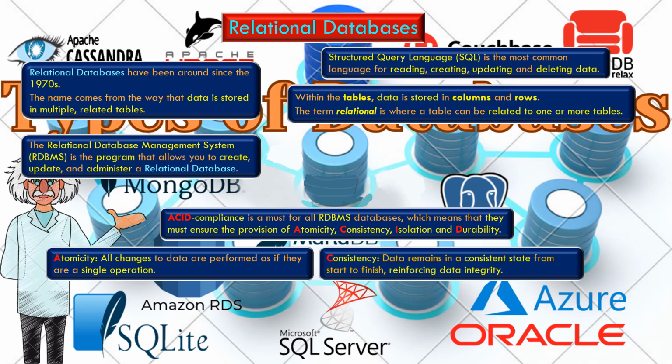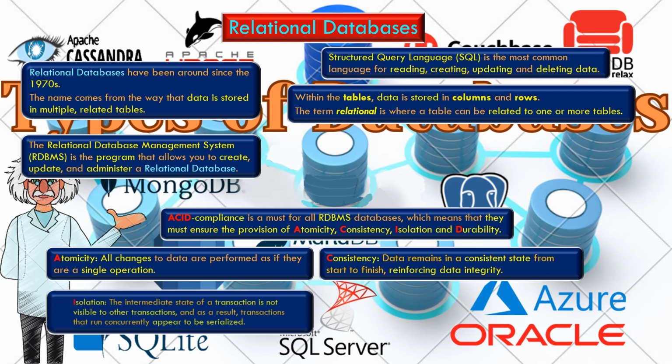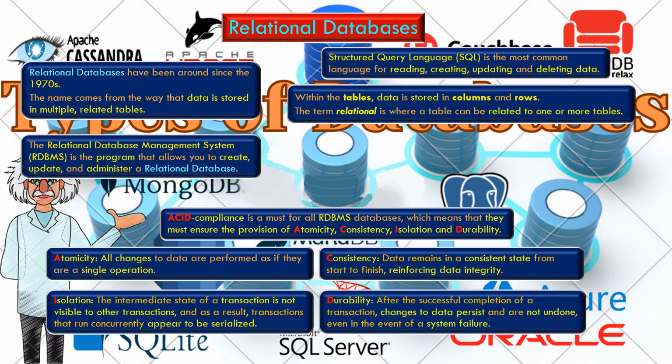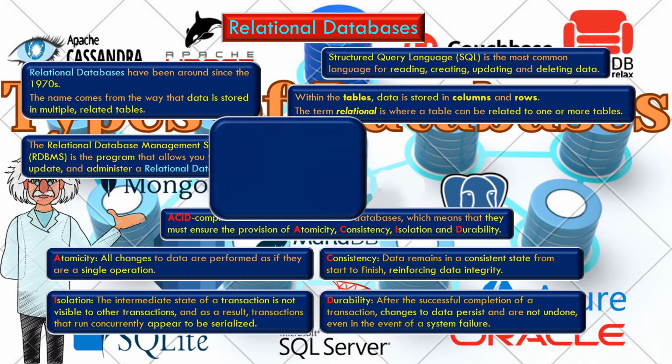With atomicity, all changes to data are performed as if they are a single operation. For consistency, data remains in a consistent state from start to finish, reinforcing data integrity. For isolation, the intermediate state of a transaction is not visible to other transactions, and as a result, transactions that run concurrently appear to be serialized. For durability, after the successful completion of a transaction, changes to data persist and are not undone, even in the event of a system failure.